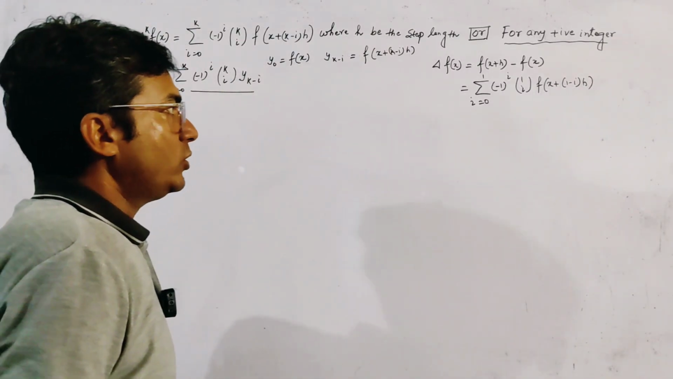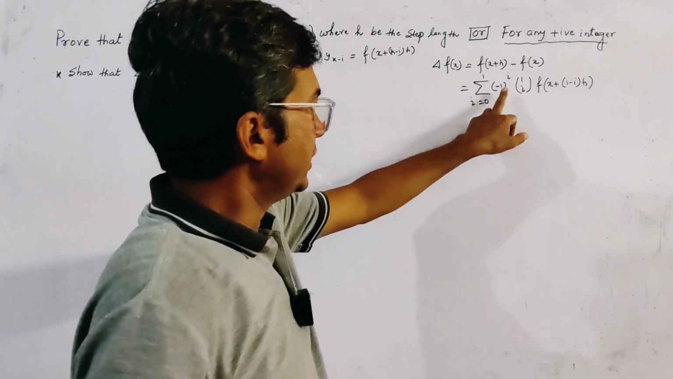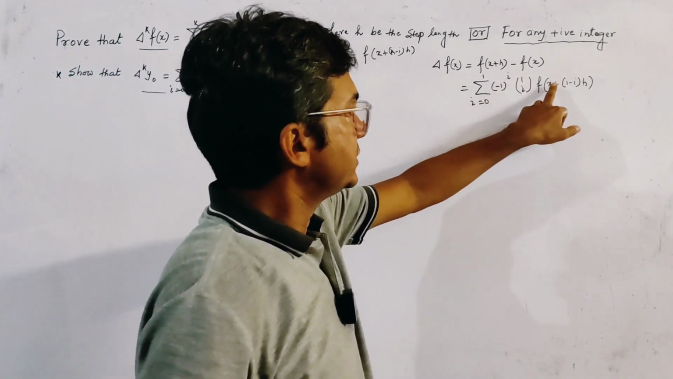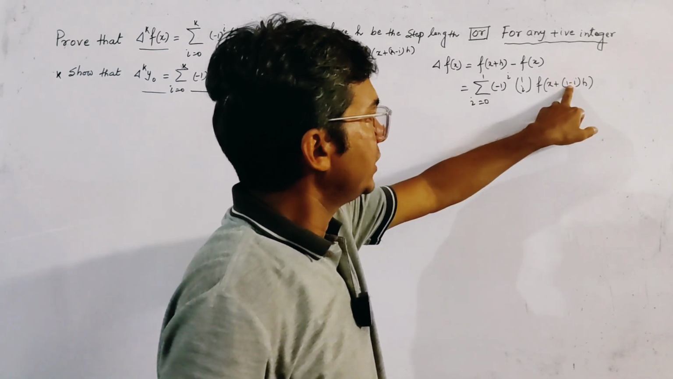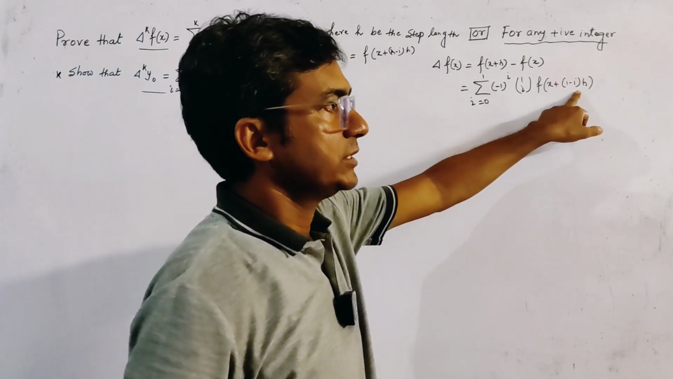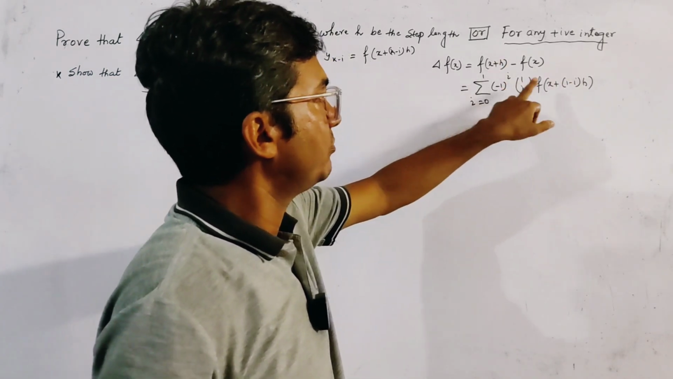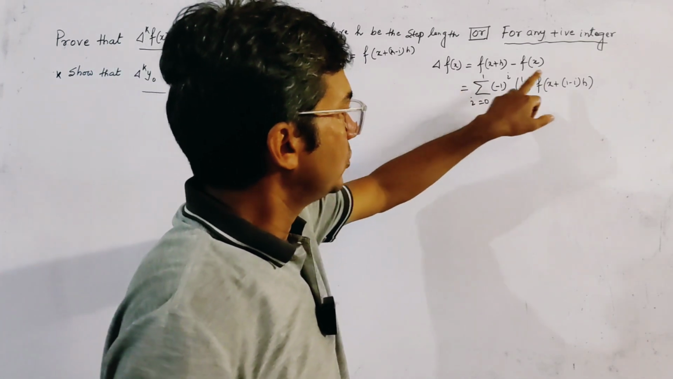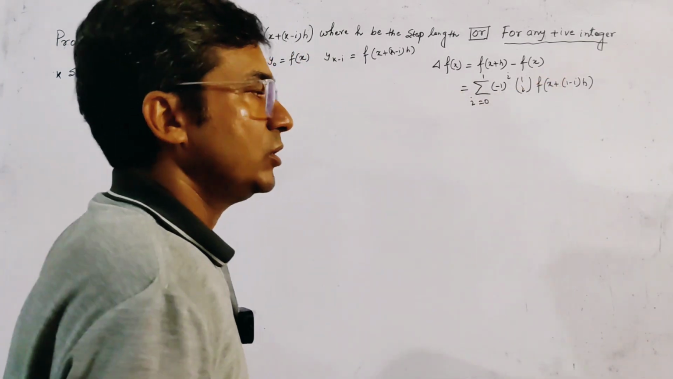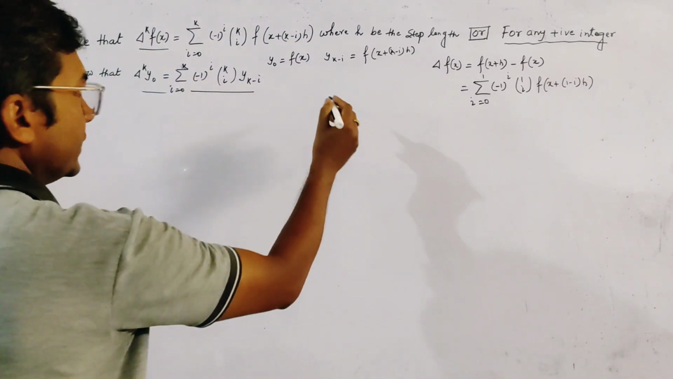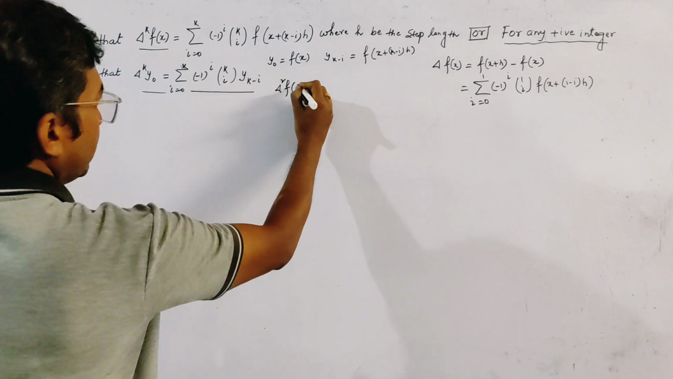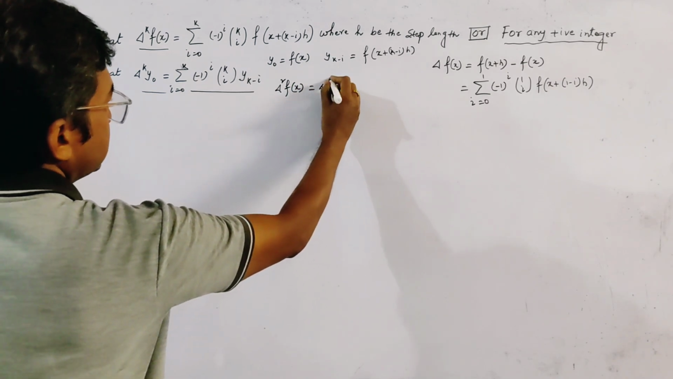Okay, when we put i equal to 0, this is plus, and 1 c 0 is 1, and this is x plus 1 into h, this is f of x plus h. So the first term comes from putting i equal to 0, and putting i equal to 1, we get the second term.